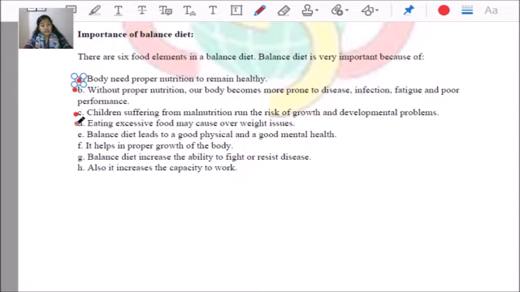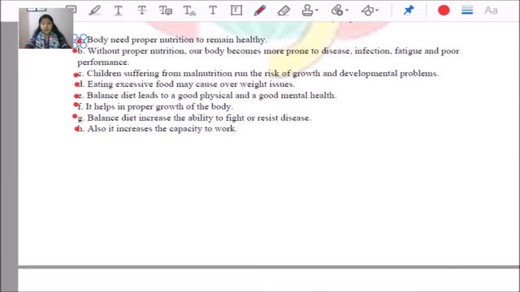Number C, children suffering from malnutrition run the risk of growth and development problems. Number D, eating excessive food may cause overweight issues. And number E is balanced diet leads to a good physical and good mental health also. Number F, balanced diet helps in proper growth of our body. Number G, balanced diet increases the ability to fight or resist disease. And last of all, balanced diet also increases the capacity to work. So here are our 8 importance of balanced diet. So this is our end of first lecture.